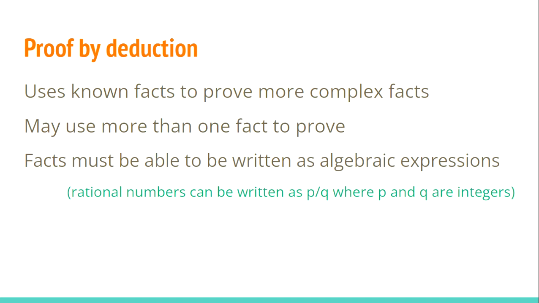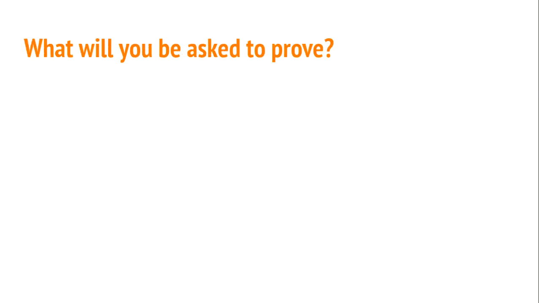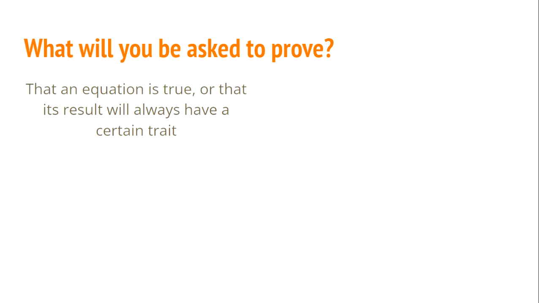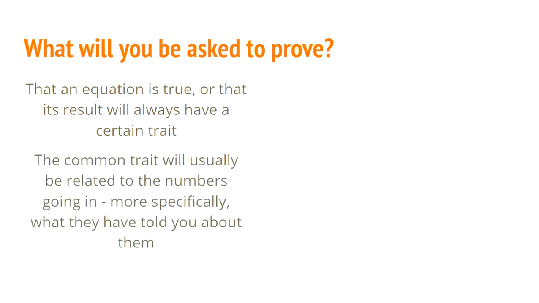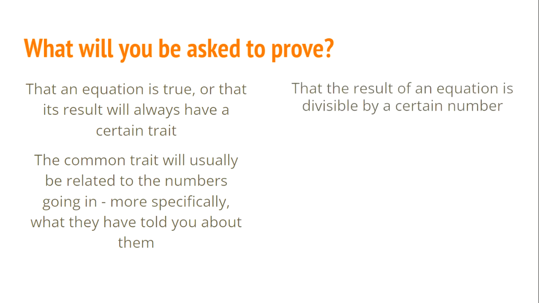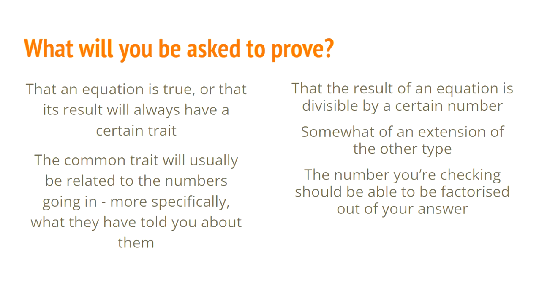So, what will you be asked to prove? Usually, it'll be one of two things. The first is proving that a statement is true or that the result has a certain trait. This common trait will usually be something to do with whatever traits they tell you that the numbers you're using have. If the two numbers going in are labelled as odd, they may ask you to prove that the result is odd, for example. The other thing they'll ask you to do is prove that a statement is divisible by something. This is somewhat of an extension of asking, is the answer even? You'll need to factorize out the number that you are checking that it's divisible by. Most of the time though, if it asks you to find that it's divisible by something, or prime or anything like that, you use proof by exhaustion instead, which I'm going to move on to now.